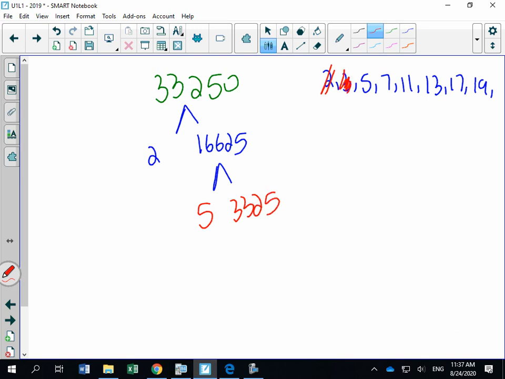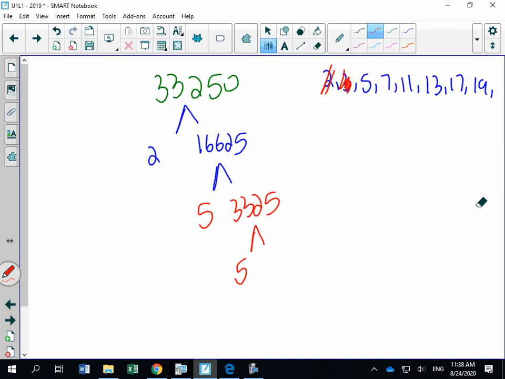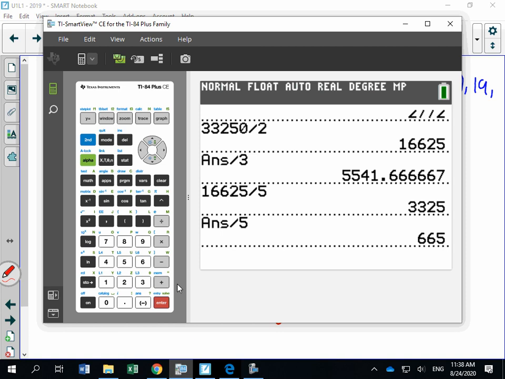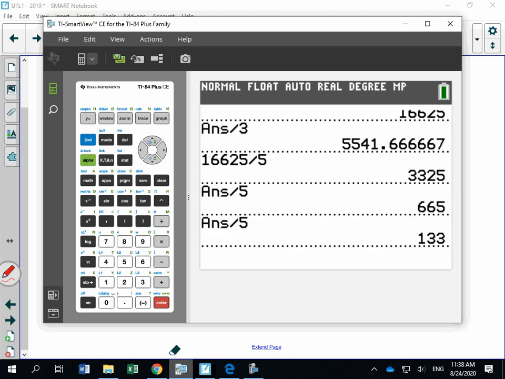So 3 didn't work. So now I'm going to continue with 5s until 5 no longer works. So that number divided by 5, 665. I know that that number is going to be divisible by 5. And I get 133. Now, 133, I know it's not going to be divisible by 5. You could check on your calculator, but 5 won't work. So I'm going to jump up to 7 and see what I get when I jump up to 7.